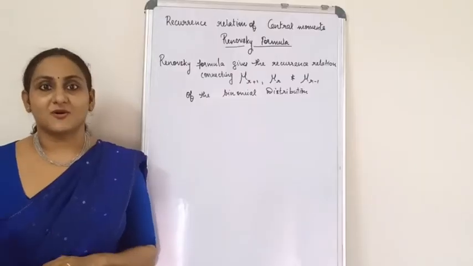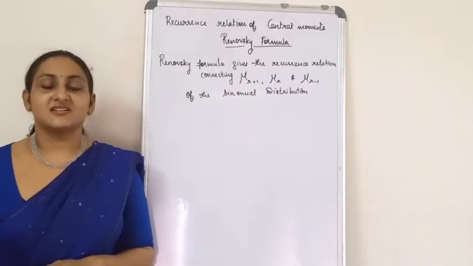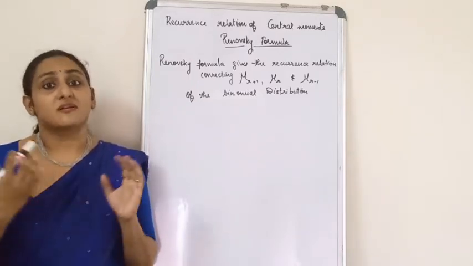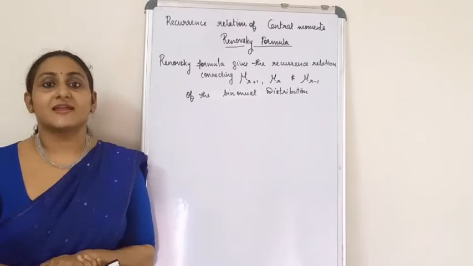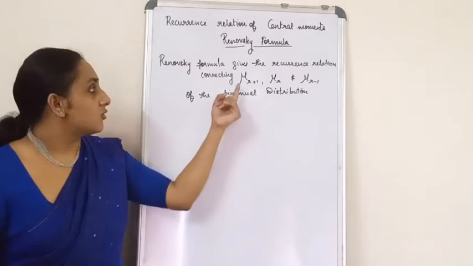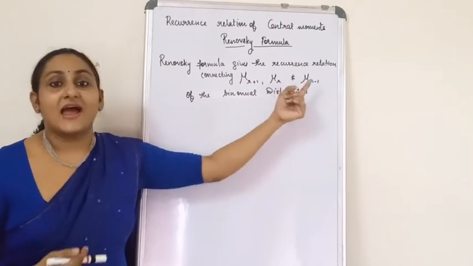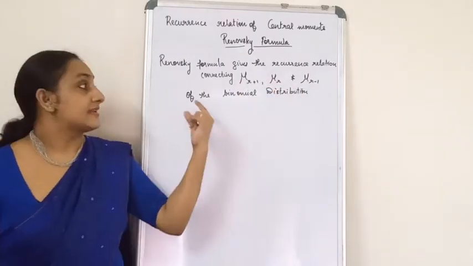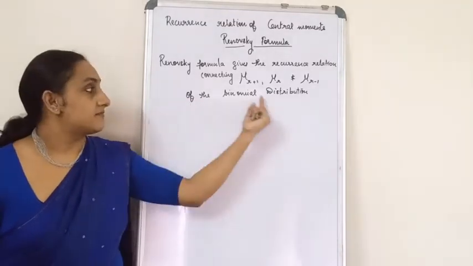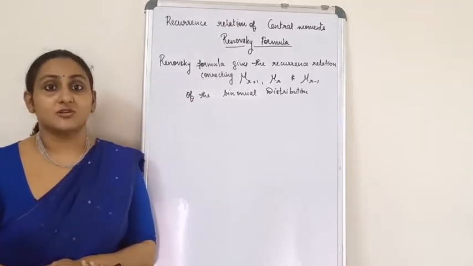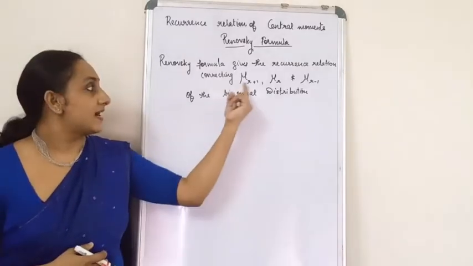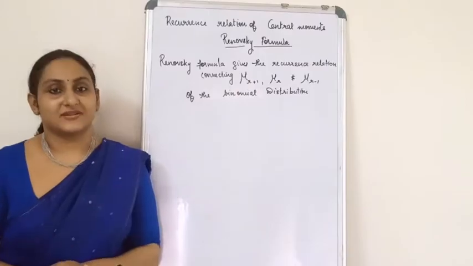Today we will learn about the recurrence relationship of the central moments, or the Romanovsky formula. The Romanovsky formula explains the relationship between mu r plus 1, mu r and mu r minus 1. Today we are going to apply this in the binomial distribution, and let's have a look at what relationship we arrive at connecting all these three moments.